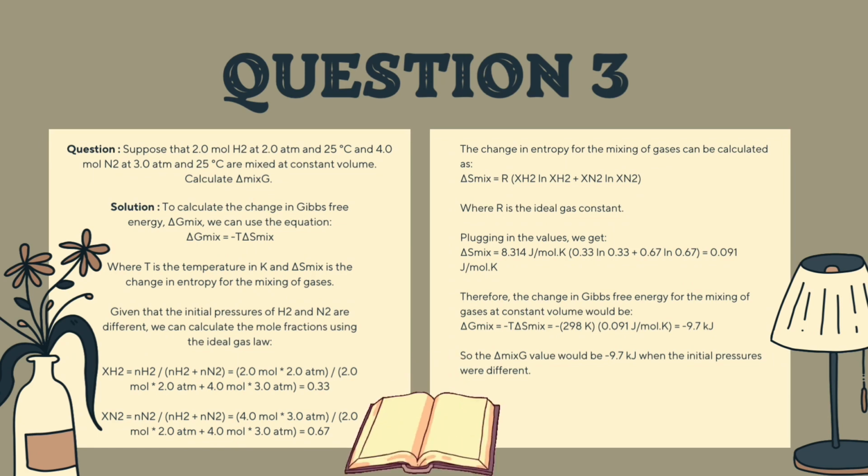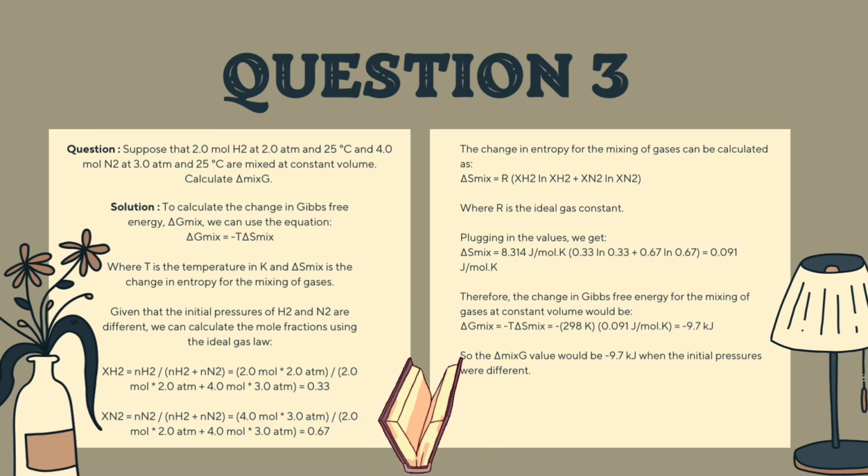Therefore, we can proceed to calculate the change in Gibbs free energy for the mixing of gases at a constant volume by using delta G mix equal to negative T delta S mix that was mentioned in the first box. By replacing the temperature from degrees to Kelvin and also replacing the delta S mix that we calculated before, we get that the change in Gibbs free energy is equal to negative 9.7 kilojoule. In conclusion, the change in Gibbs free energy would be negative 0.7 kilojoule when the initial pressures were different. From this question, I really hope that all of you will understand the theory of the change in Gibbs free energy of mixing.